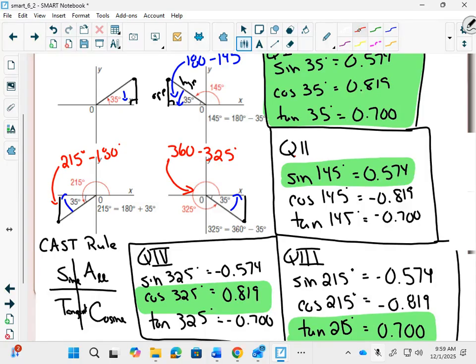And what does the cast rule tell us? Which is positive? In quadrant 1, which ones are positive? All of them. In quadrant 2, which one's positive? Sine. In quadrant 3, which one's positive? Tangent. And because it spells cast, I mean, it could have been the astc rule. It just doesn't quite ring the same, although it kind of makes sense that you would start in quadrant 1, right? But astc, it just doesn't ring as well as cast.